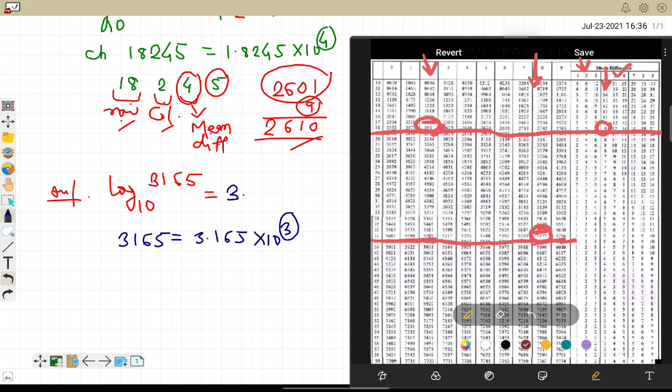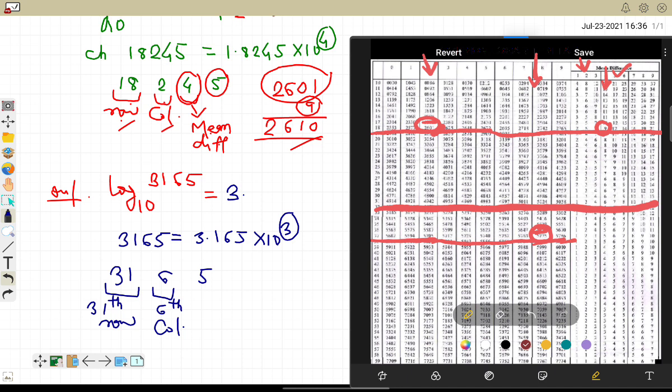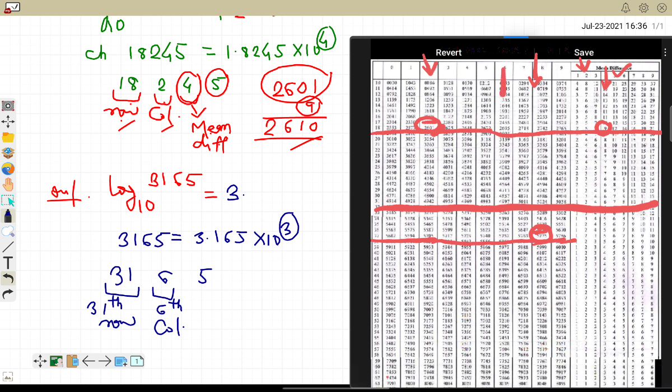First part done. In the second part, you can check 3, 1, 6 and 5 is given. So this 3, 1 means the 31st row. 6 means the 6th column. So first find the value of the 31st row and 6th column. So how can we find it? Here is the 31st row and 6th column. I said below the line. Okay, so the 31st row and 6th column, you can check, this is the 6th column first.